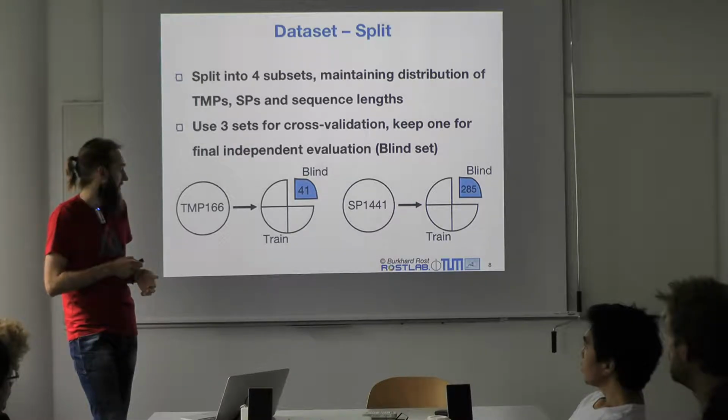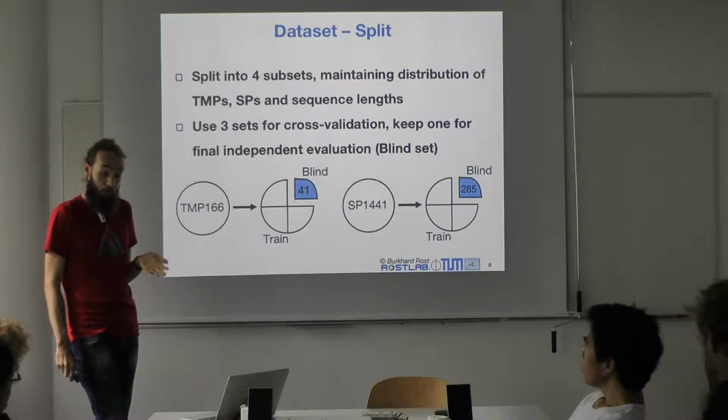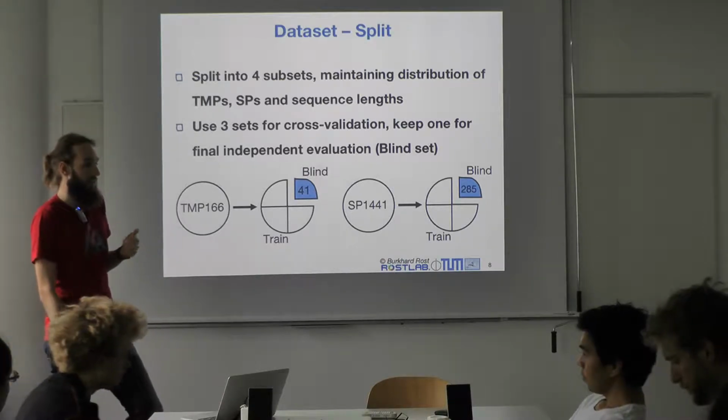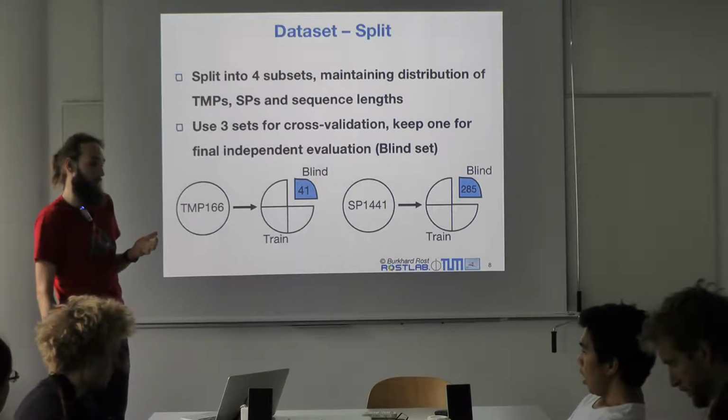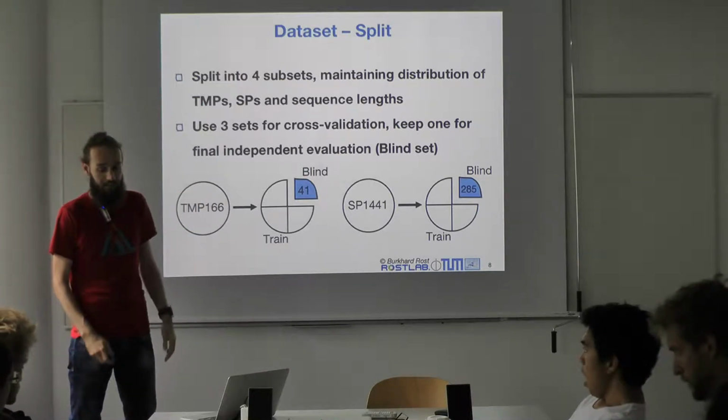So this is all used for training, and we of course do get cross-validation performance from the training, but in addition to that we want to have performance on a completely independent set, and this is what the blind set is going to give us at the end.